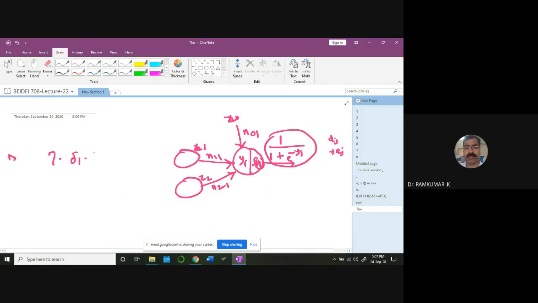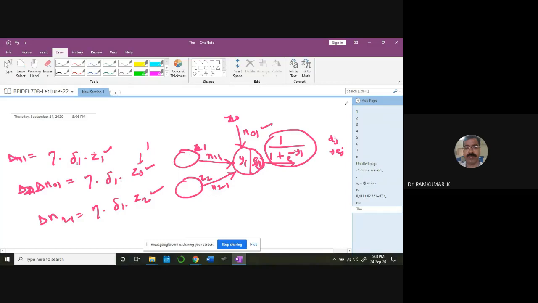In order to update N01, this weight I want to update, it is learning rate times delta 1 times the input Z0. That value is 1, the bias. Then you update N21. That value is going to be learning rate times delta 1 times Z2. That's all. Z1, Z0, Z2: these are all the inputs. In the same manner you can work out the input to hidden layer also.